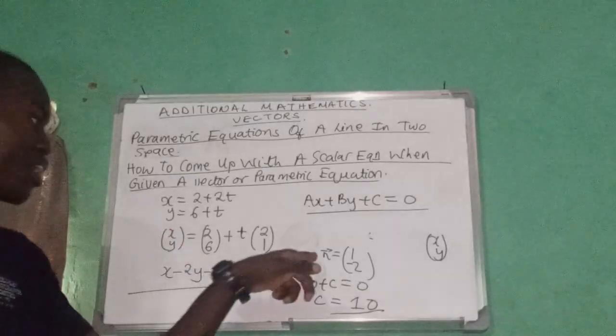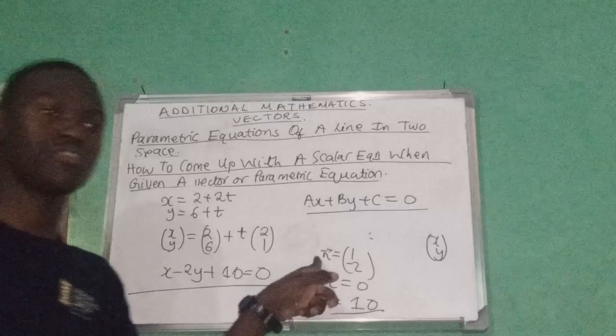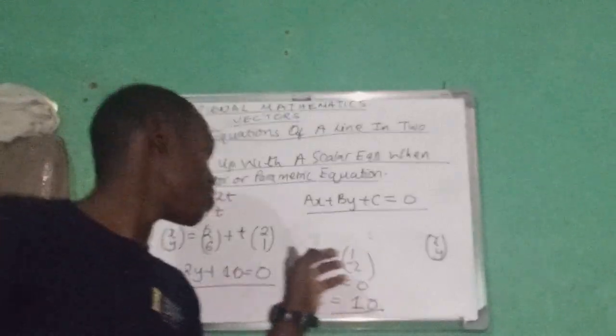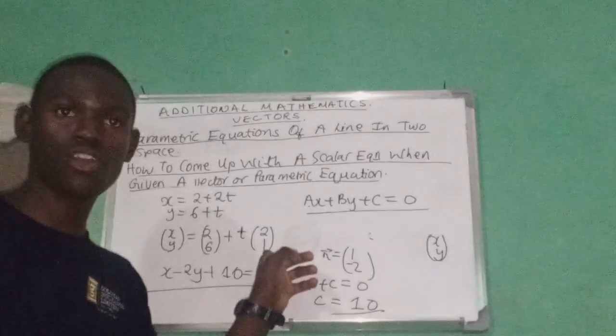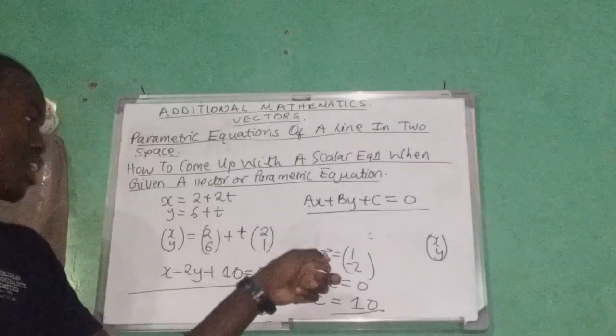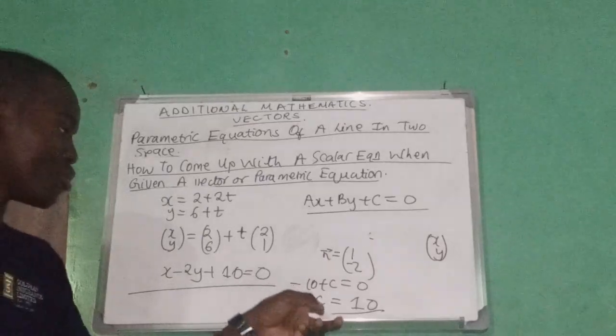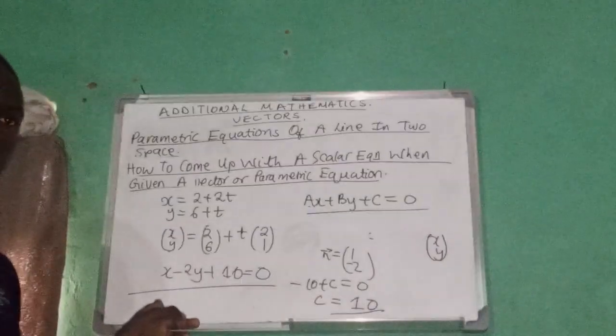Then we found n by saying this direction vector times (x, y) will give us 0. Then we found n like that. We substituted in the scalar equation to find c. c was 10. This is our scalar equation.